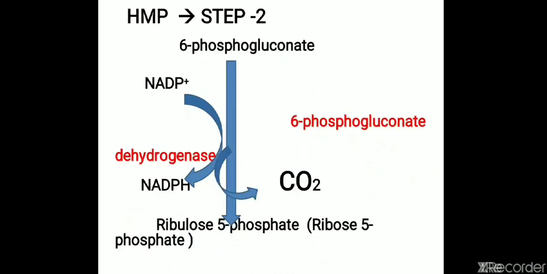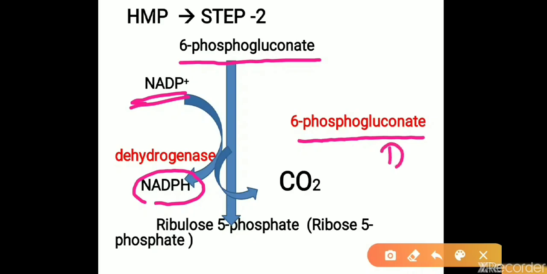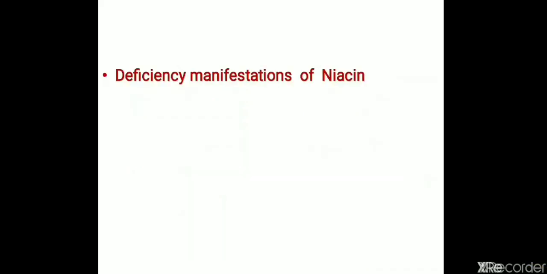During the second step, this 6-phosphogluconate again undergoes oxidation, and in this reaction again NADP receives this hydrogen atom and it is converted into NADPH. Here the enzyme is known as 6-phosphogluconate dehydrogenase. So glucose 6-phosphate dehydrogenase and 6-phosphogluconate dehydrogenase, these are the two enzymatic reactions where our body cell produces NADPH.